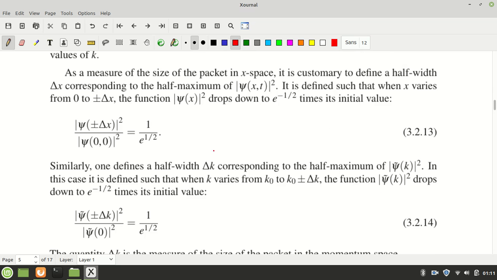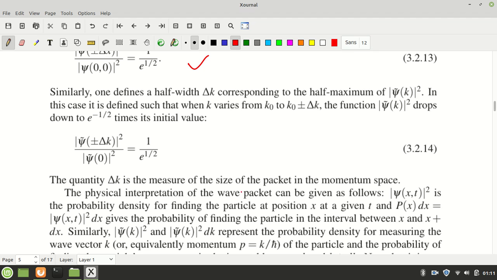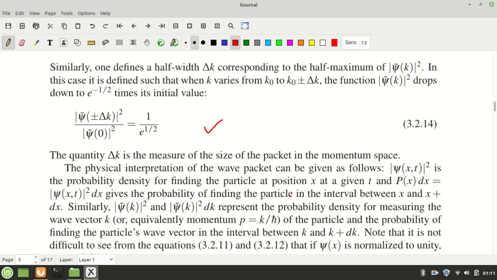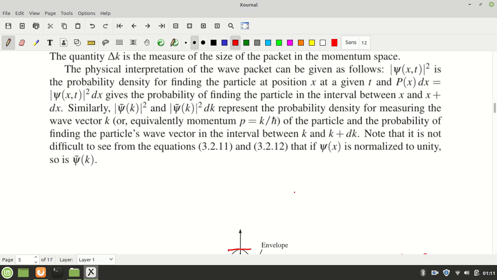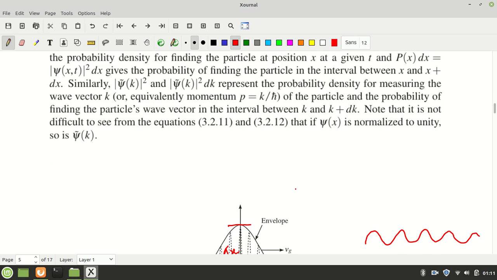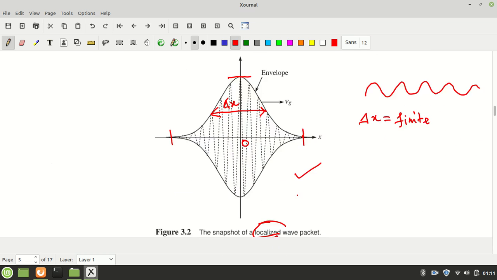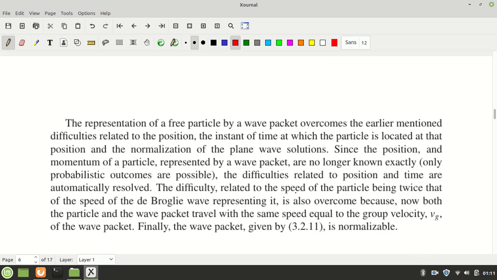And how you can measure those widths, it is written over here. You can go through it. It is the same policy as was taken in the case of forced vibration, the half power frequency. And the probability is also finite. Probability of finding the particle is also finite. So those problems are solved.